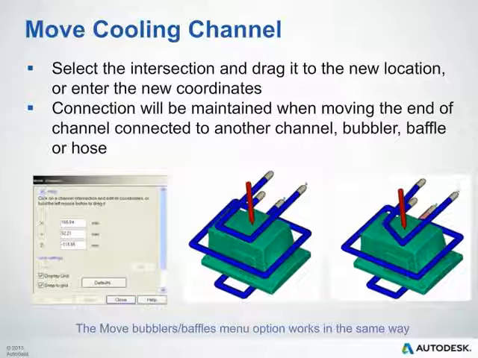The one thing to note is the connection will be maintained when moving this. So if that channel is connected to another channel, or a bubbler, a baffle, or a hose, then that connection will be maintained. You're not going to break your circuit by moving it. It's also good to note that moving bubblers and baffles is also optional.